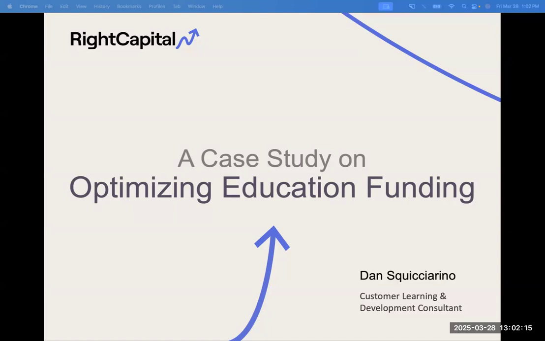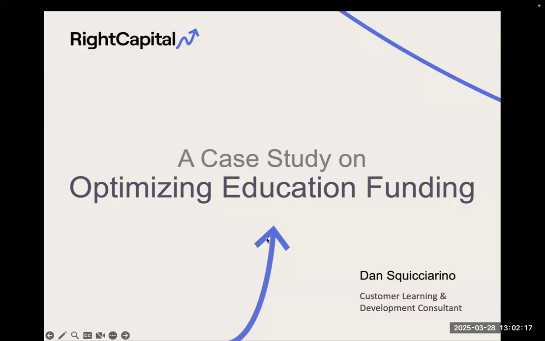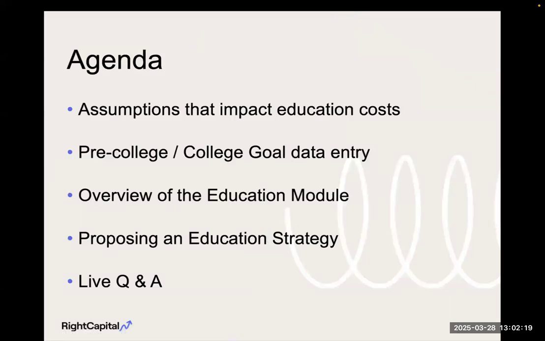So let's quickly dive into our agenda here before we switch over to RightCapital. We are going to start things off today by briefly touching on some settings and assumptions that might impact education costs within your client plans. We're then going to touch on some data entry specifically related to pre-college and college goals, as well as 529 accounts and 529 savings as well.